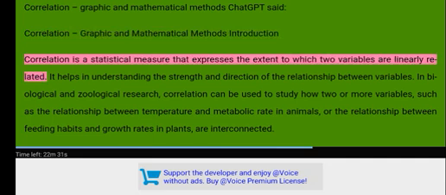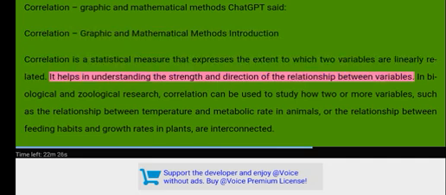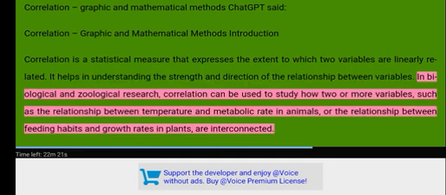Introduction. Correlation is a statistical measure that expresses the extent to which two variables are linearly related. It helps in understanding the strength and direction of the relationship between variables. In biological and zoological research, correlation can be used to study how two or more variables, such as the relationship between temperature and metabolic rate in animals, or the relationship between feeding habits and growth rates in plants, are interconnected.